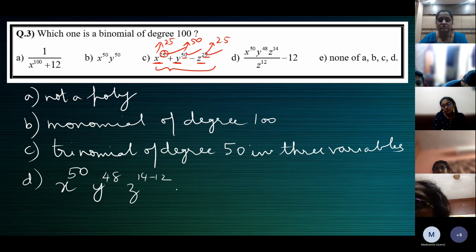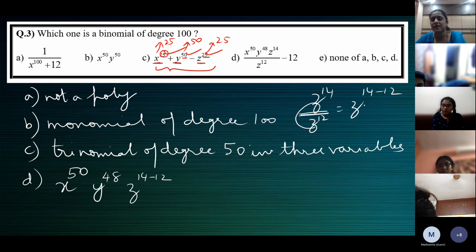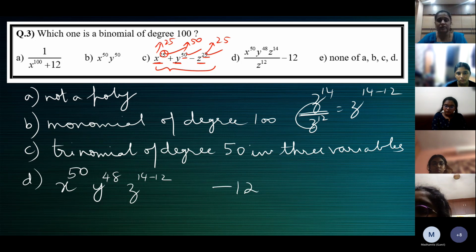Exponents, children. Z to the power 14 by Z to the power 12 is equal to Z to the power 14 minus 12. Bases are the same, Z, Z. It's division, so subtract the powers: 14 minus 12. This is how we simplify.